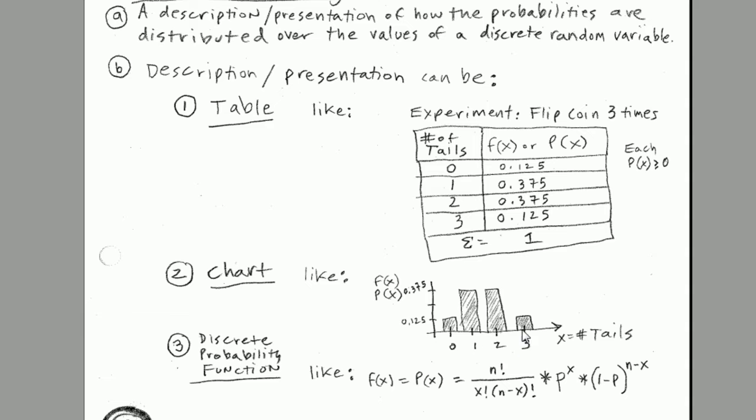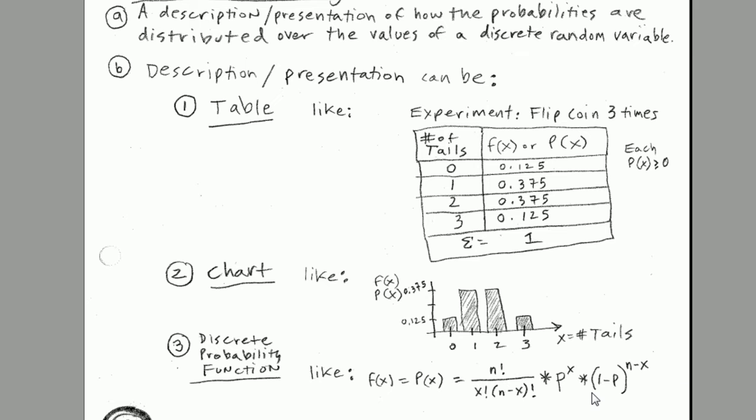0, 1, 2, 3, and then the height represents the probabilities. We can also use a function, and that's our binomial function. Looks big and scary, but we will see that it kind of makes sense in terms of calculating a particular event later in this class.